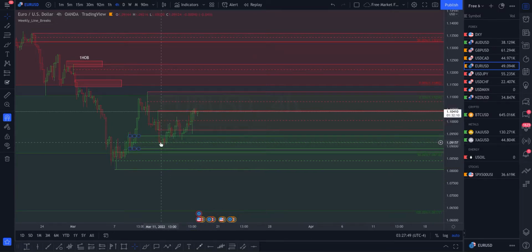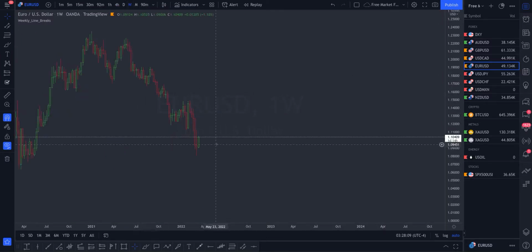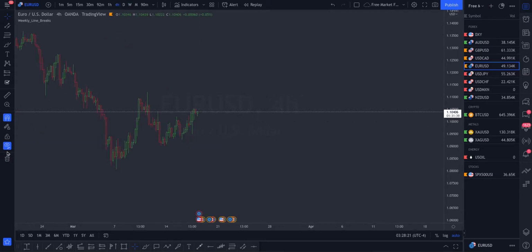We can see where price has come down and is currently ranging in between this supply and demand zone right here. Let's take these off so we can see this better. We can see that it opened up here and has actually been pushing up.